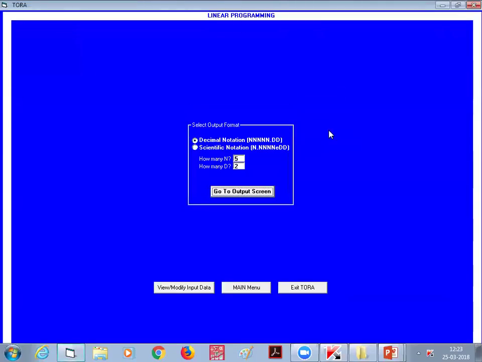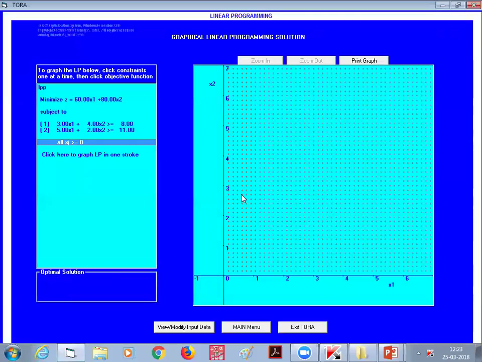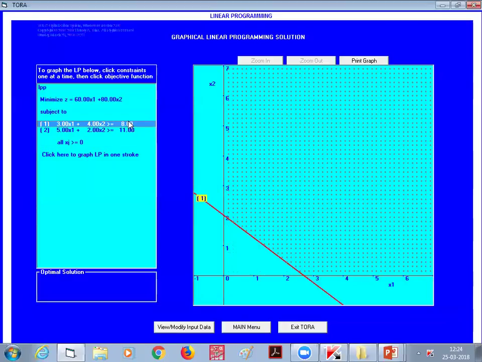We'll talk about other methods a little later. So let's go through this carefully. When you put x2 equals 0, we'll get 8 by 3, which is 2.67. And on the other side, we'll get 2. So if we click that equation, it will draw that graph for us. On the x1 axis, 2.67. On the x2 axis, 2.